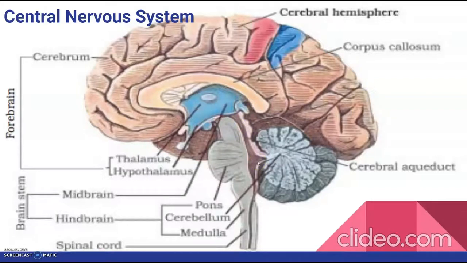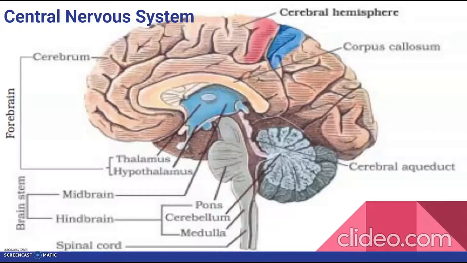So the human brain is well protected by a skull. Outside we know that the skull protects it, and the brain is covered by cranial meninges. So here we find the cranial meninges are there. Now these meninges consist of an outer layer which is called dura mater, a very thin middle layer which is called arachnoid mater, and an inner layer which is in contact with the brain which is called pia mater.